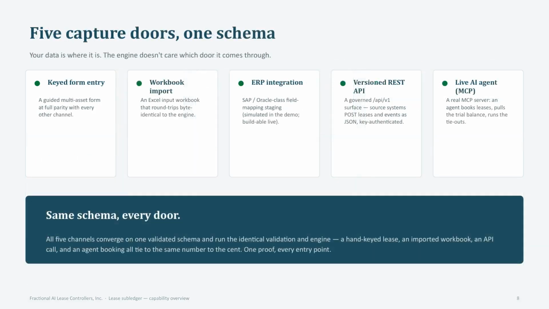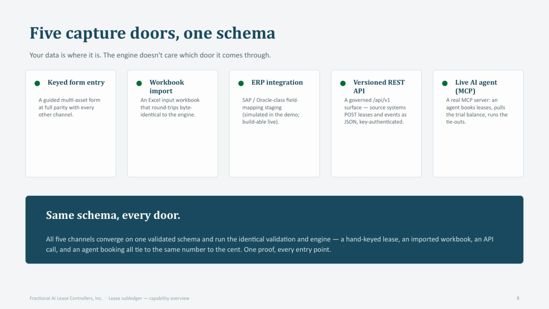Your data is where it is, so the engine takes it through any of 5 doors. A keyed form, an Excel workbook that round trips byte identical, an ERP integration, a versioned REST API, where a source system posts the lease as JSON, and a live AI agent over a real MCP server. The agent books leases, pulls the trial balance, runs the tie-outs.